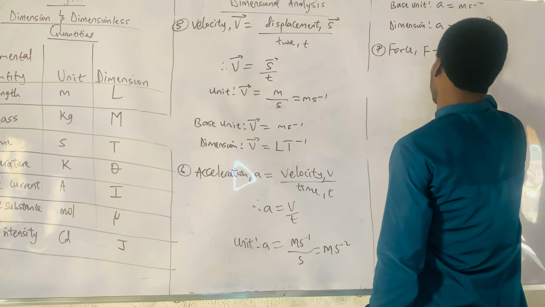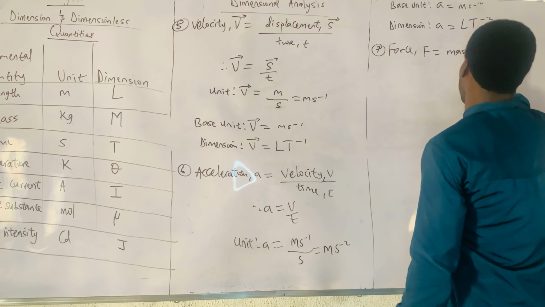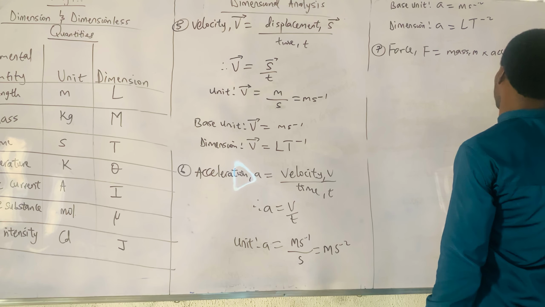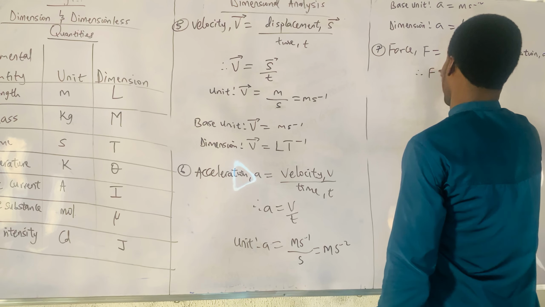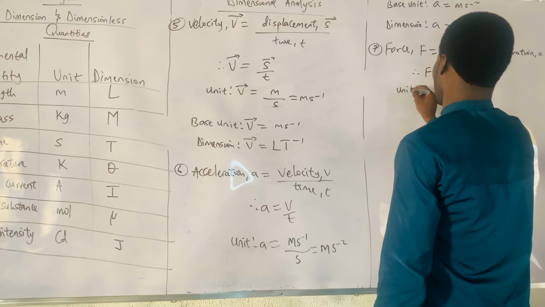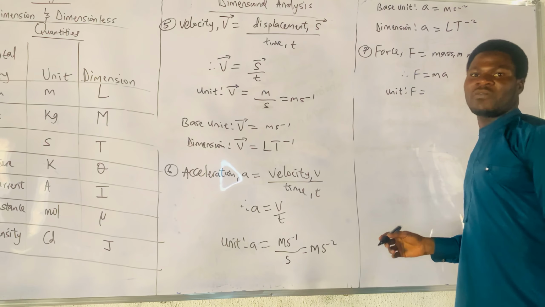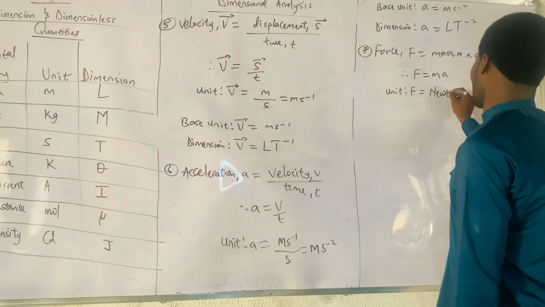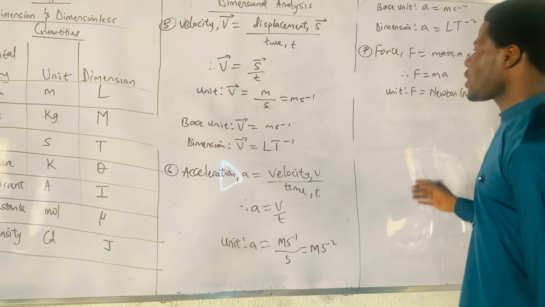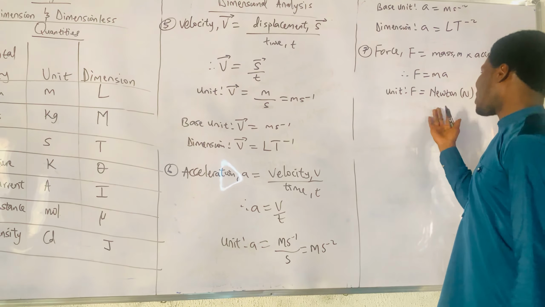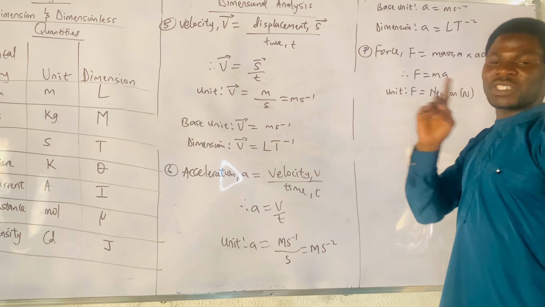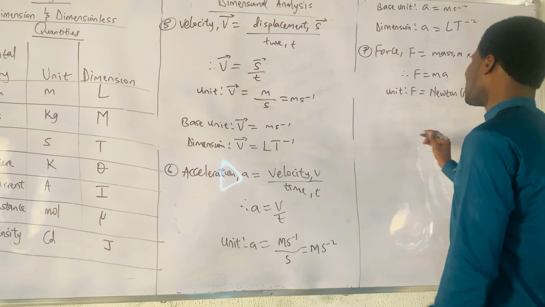Force. Force is mass times acceleration. Mass M times acceleration A. So formula for force is MA. Force is one of the quantities that have its own specific unit. So unit of force is Newton. In fact, some of these units, they have their own definition too. Like Newton now, you can be asked to define Newton. A Newton is the amount of force that will produce a unit acceleration in a unit mass of a body. Okay, so unit of force is Newton.